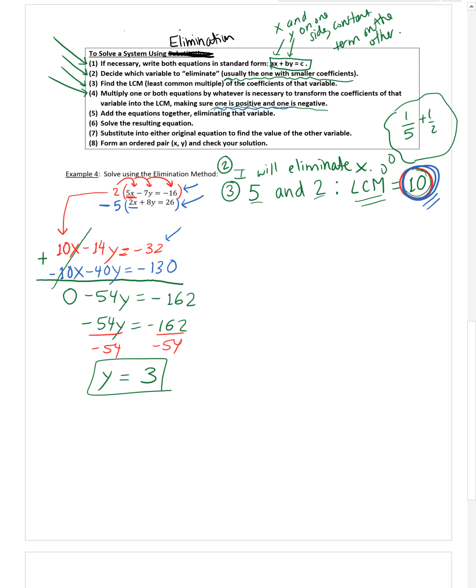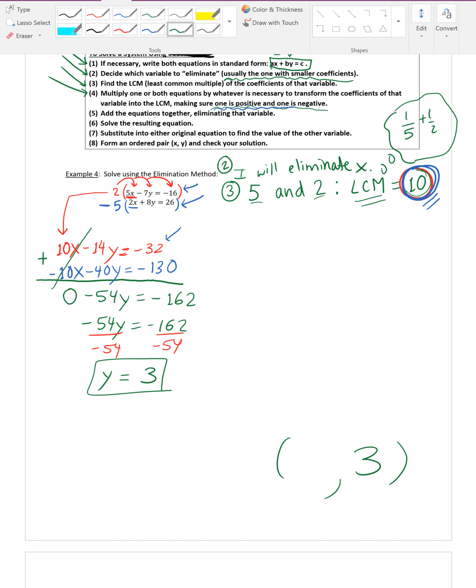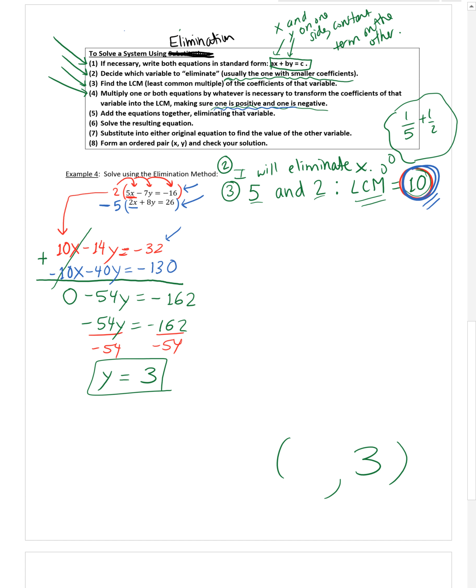That's a good sign, too, after all that work, if you just get a nice whole number. Okay, so our y value is 3. But now I have to remember that I need to still find the x value. And in this problem, where are we now? We've already done step 5 and 6, because I think it just came natural. Once we combined the equations, we realized that there was only one variable left, so we were ready to solve.